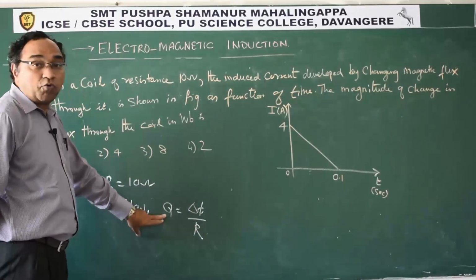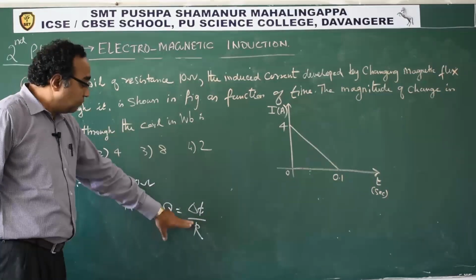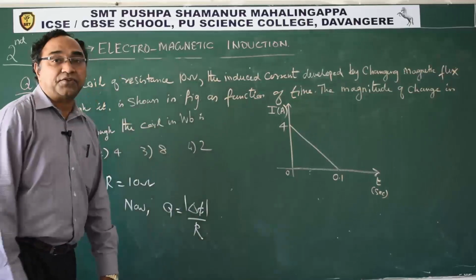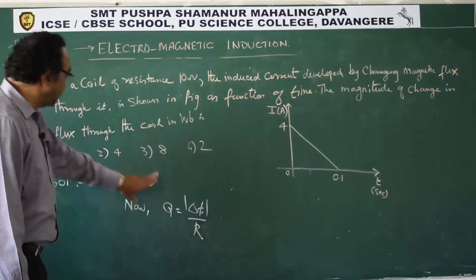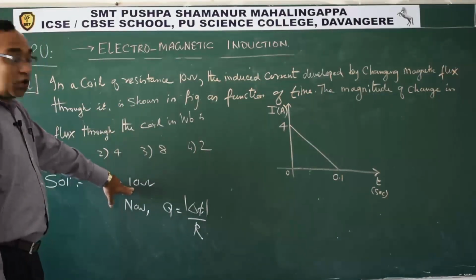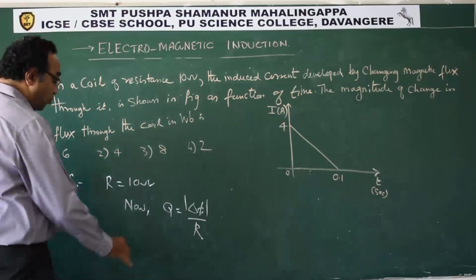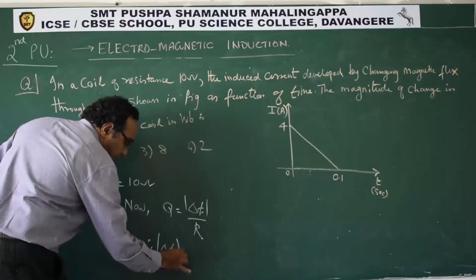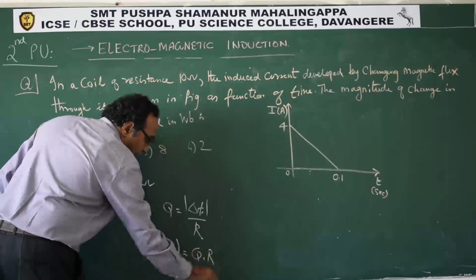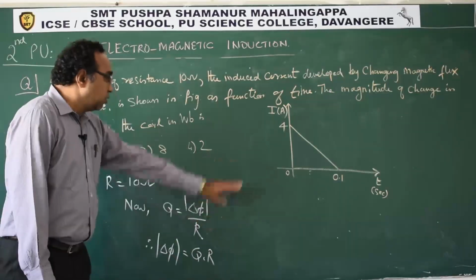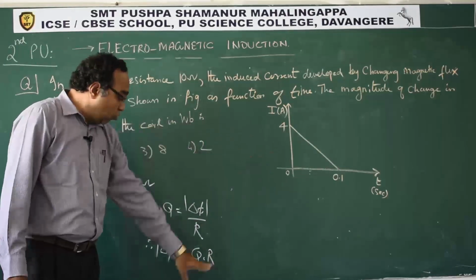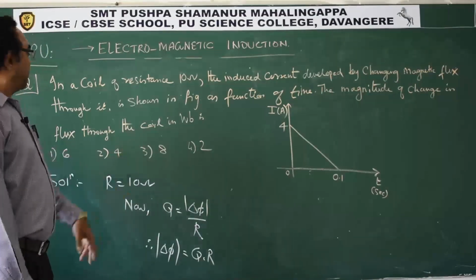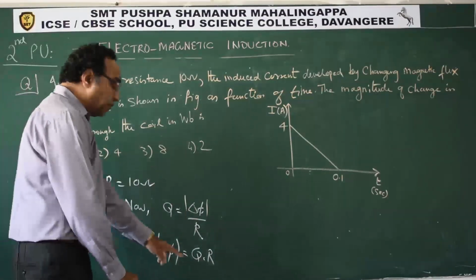So here we have Q is equal to del phi by del R, and this del phi is the magnitude of change in flux. R is given to us. R is 10 ohm. So if you are able to find Q, the magnitude of change in flux is Q into R. If you are able to find Q from the graph, we know the change in the flux. So how to find Q?